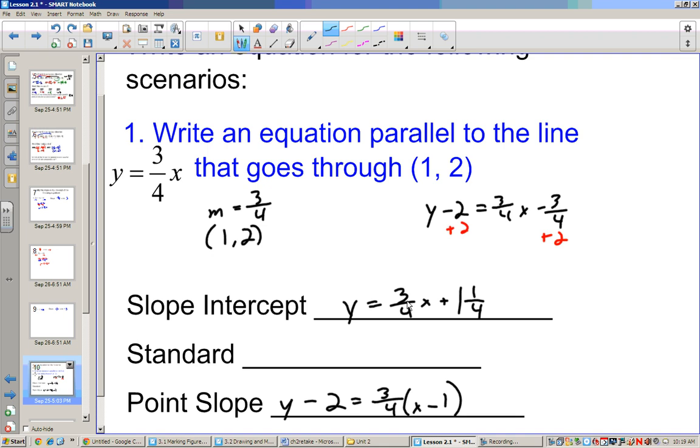Now standard form just has the x and the y on one side and a number on the right-hand side. So if I subtract 3/4 x, I could have y minus 3/4 x is equal to 1 and 1/4. And so that would put it in standard form.